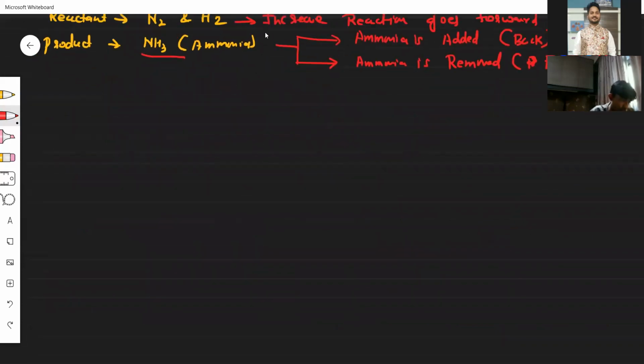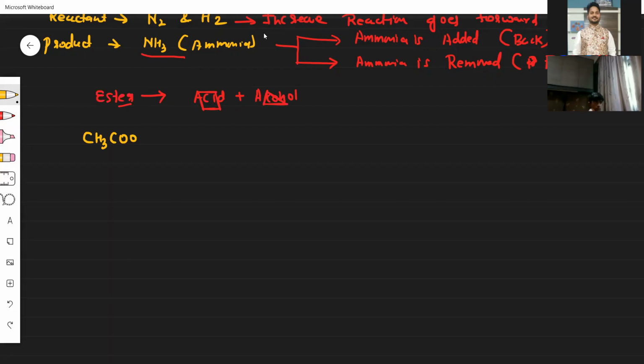Very simple example. Have you heard of something called an ester? Esters are organic compounds, and an ester is obtained by reacting an acid plus an alcohol. When acid and alcohol react, you get an ester. So I will give you the same example here. Acetic acid, that is CH3COOH, in liquid form, and another alcohol like C2H5OH, ethyl alcohol. This is also a liquid.